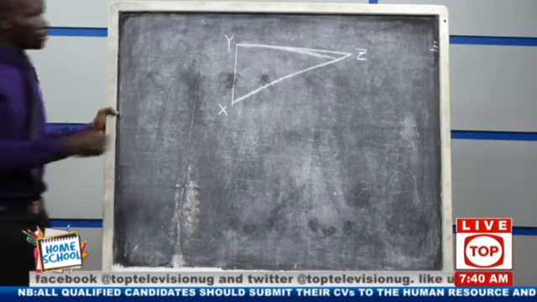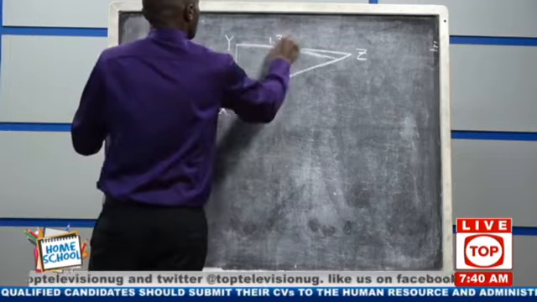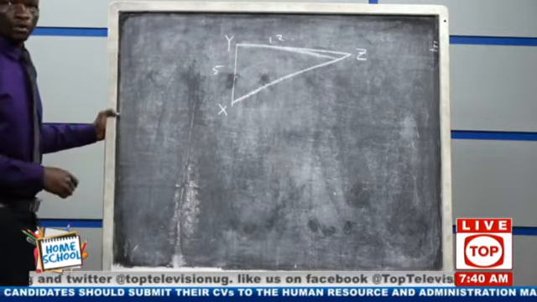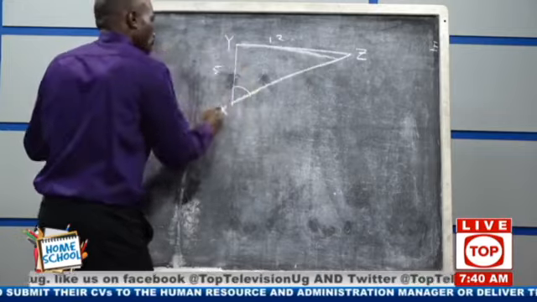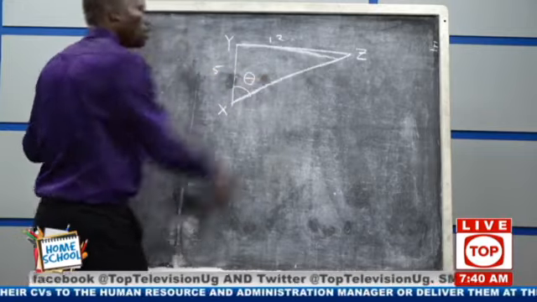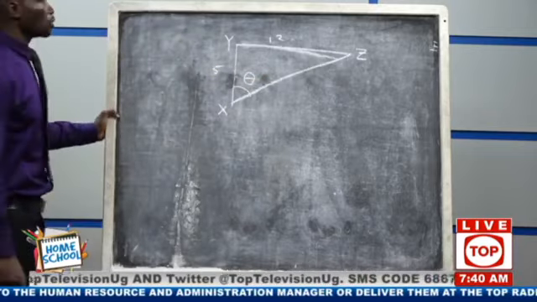This is a 5 here, and this is a 12. So angle YXZ, this is the angle. Let me call it theta. So how do I obtain theta?